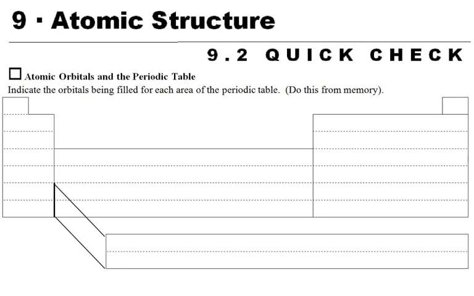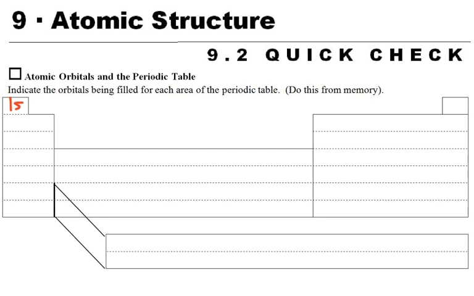I'm going to go over the 9.2 quick check. First off, this little chart is a very useful little chart to help you do your electron configurations. This will be available to you on the test as a blank chart, and if you want to learn to use it, it is very nice. So the idea here is to indicate the orbitals being filled.